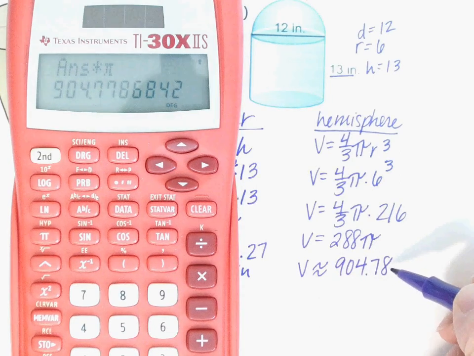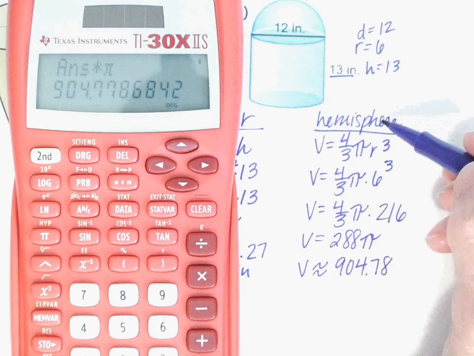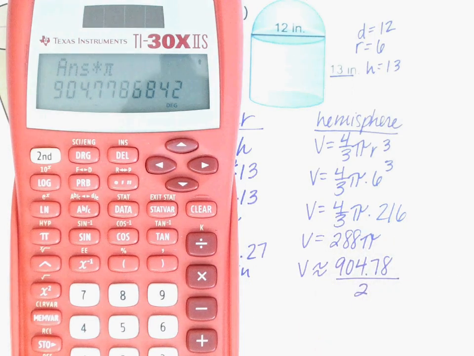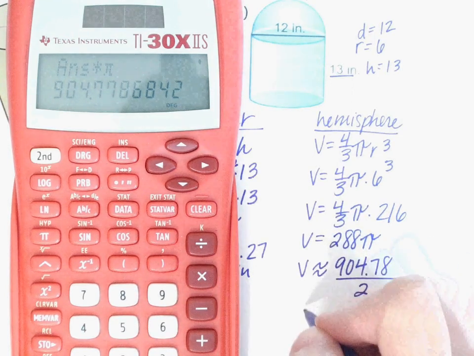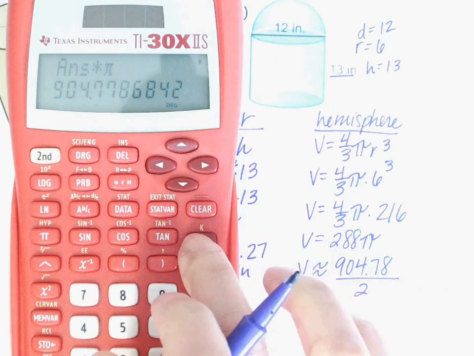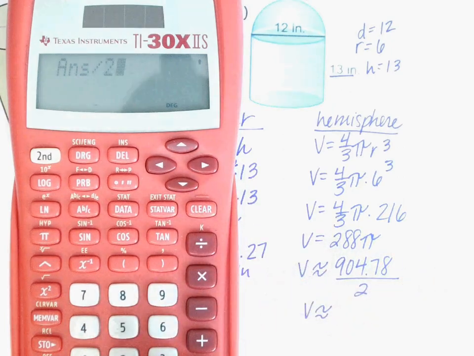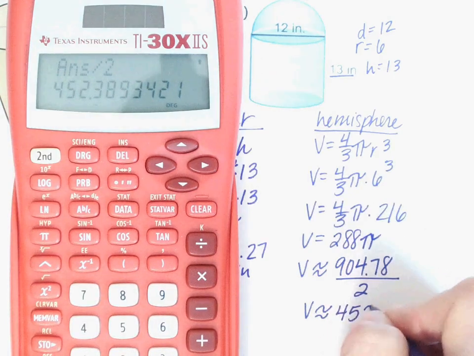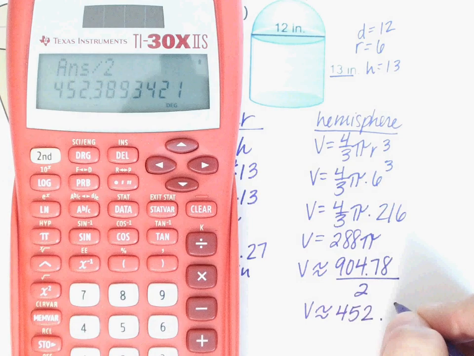Remember, this is the formula for a sphere, but we're doing half a sphere, a hemisphere. So I'm going to take this and divide by 2. That's a common mistake, so don't forget to divide by 2. And in my calculator, I'm just going to do divided by 2. And here we go. It is 452 and 39 hundredths.